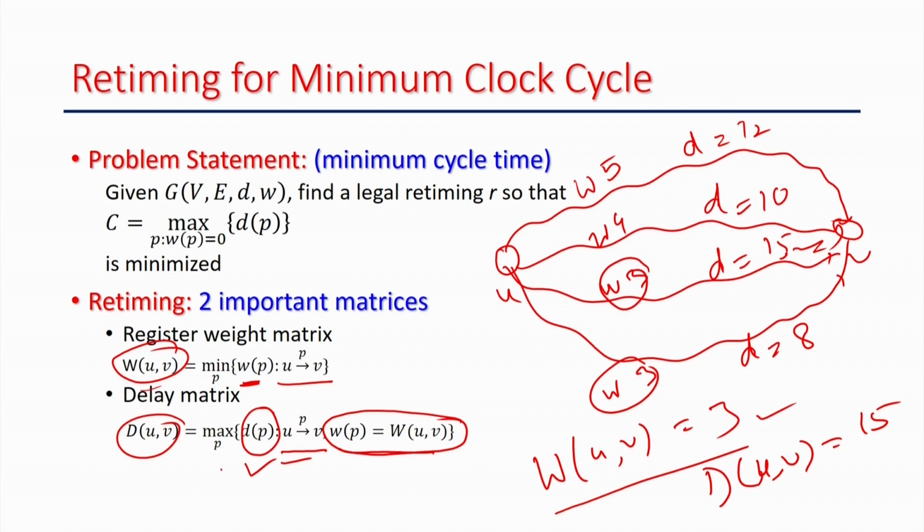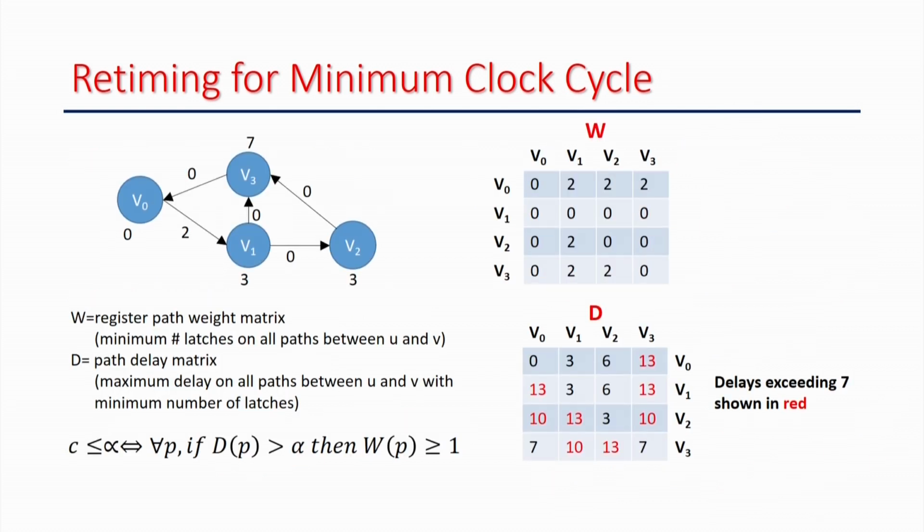So, these are the 2 parameters, and this is a matrix, right. For each pair of u and v we have to calculate the minimum number of registers between any 2 nodes, and among the paths with the minimum number of registers, the maximum delay. In my example, W(u,v) will be 3 and D(u,v) will be 15. This is how these 2 parameters work. Now take the same example we have considered so far. It will be given by a matrix, because we consider any pair of nodes from any v to v.